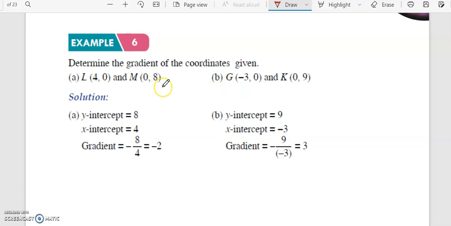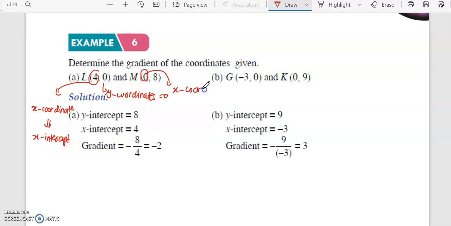So you can use either formula for gradient, or actually, as I said before, when we have points that have 0 on the y coordinate, automatically the value of the x coordinate is equal to the x-intercept. And for this coordinate, 0 on the x coordinate, the y coordinate here is actually equal to the y-intercept. So for this part we can use the formula for gradient with y-intercept over x-intercept.